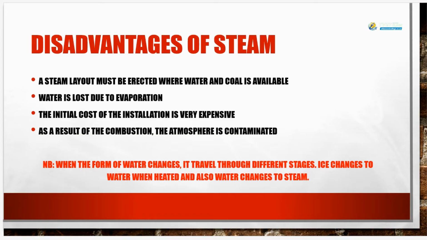We need to cut cost as much as possible. So we cannot just build those structures anywhere. That is a disadvantage, because we cannot just erect them anywhere. So we need to erect those structures where water and coal is close and available.